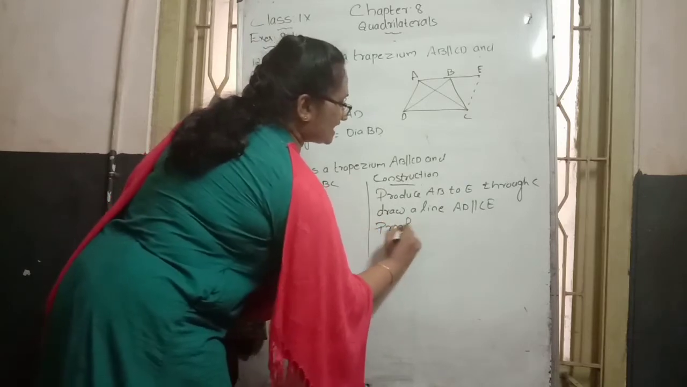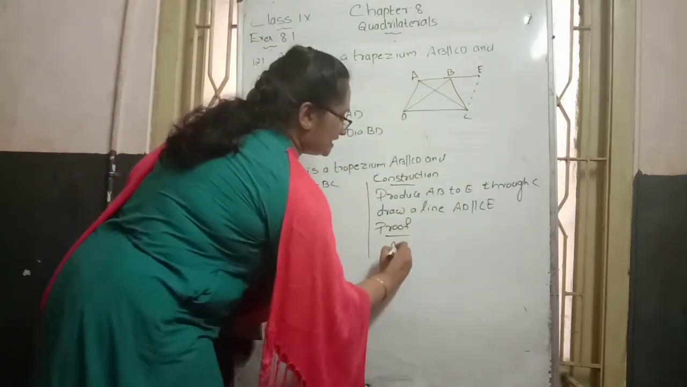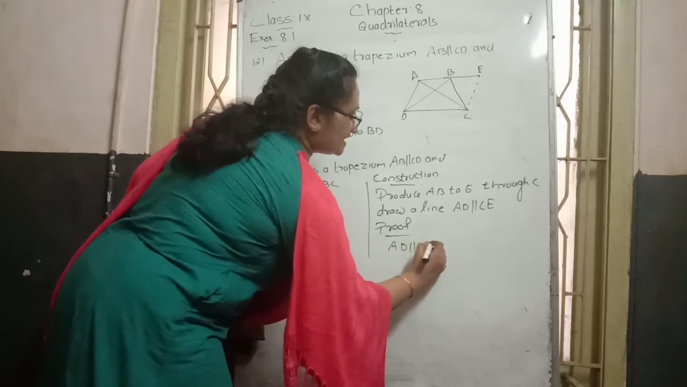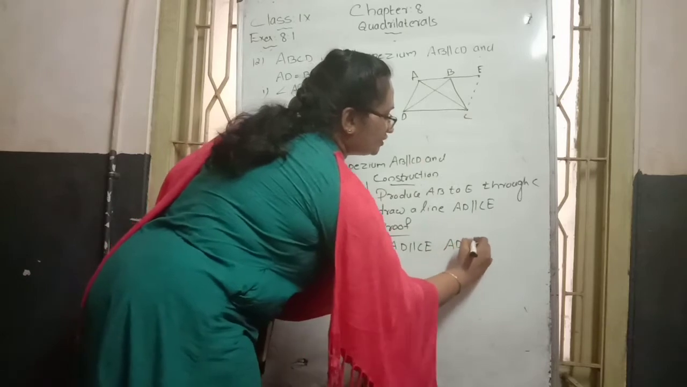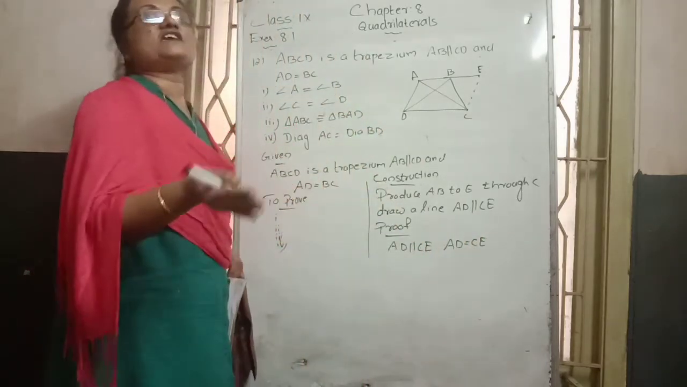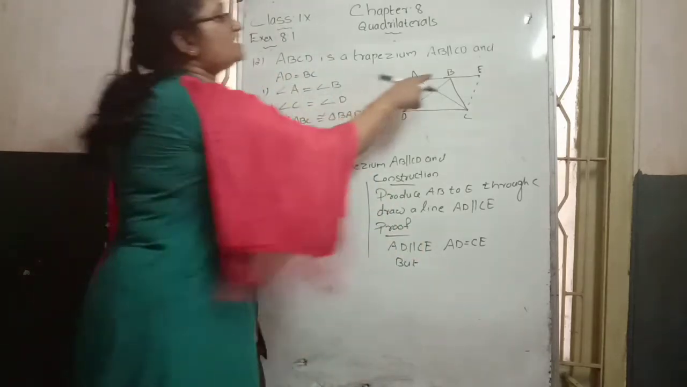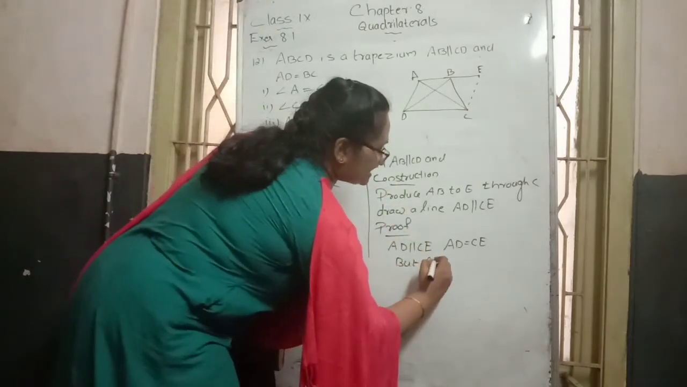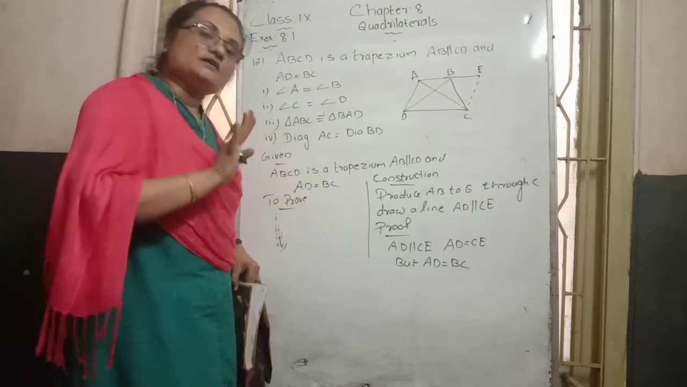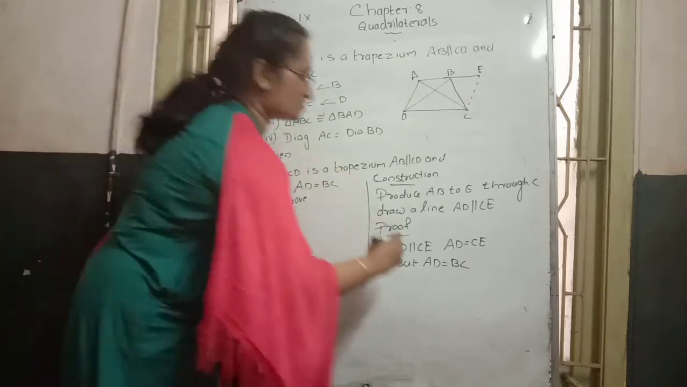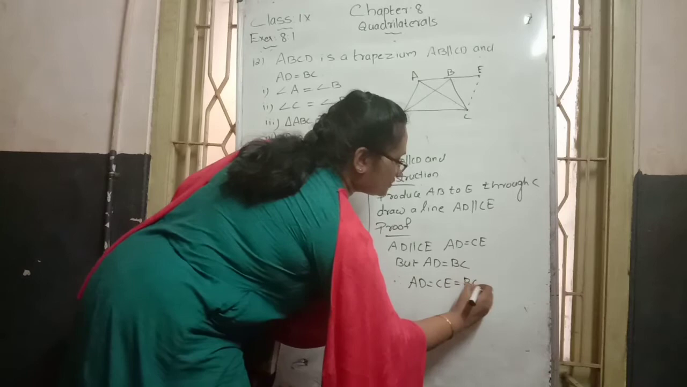How can we write the proof? At the time of construction, what happened? AD is parallel to CE, so AD and CE are equal sides. But in the question, what is given? AD is equal to BC also. That's why AD is equal to BC, and in the same way CE also. Therefore AD is equal to CE, and in the same way it is equal to BC.